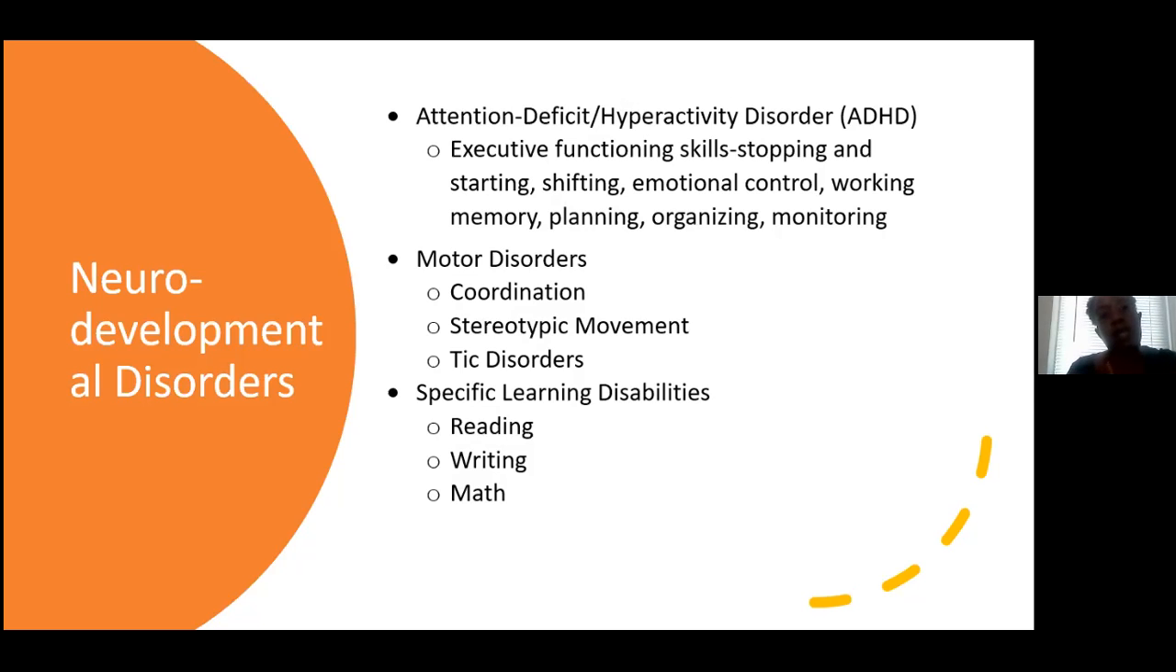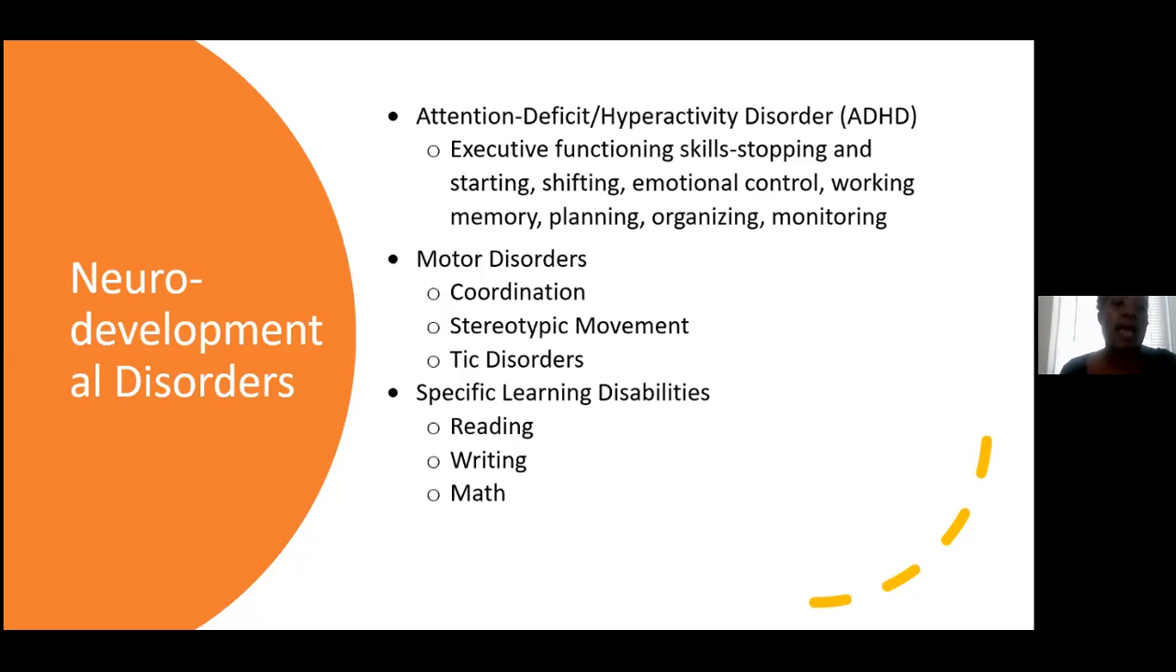The next class of neurodevelopmental disorders are motor disorders. So children who have difficulty with coordination of their body, children who do a lot of stereotyped movements. An example of stereotyped movement is repetitive body movement. Hand flapping would be an example of a stereotyped movement. And then tic disorders are those repetitive behaviors. The tic disorder that most people are familiar with is Tourette's disorder.